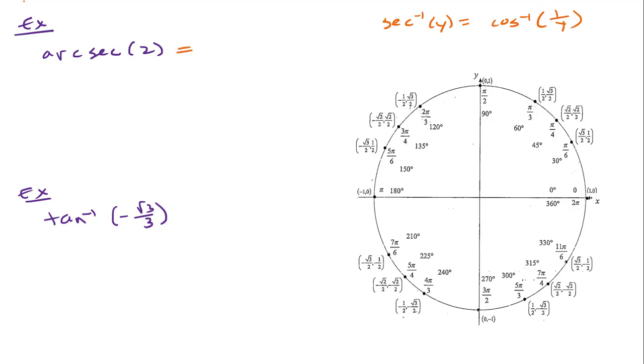So the arcsecant of 2 is going to be the arc cosine of 1 over 2. Okay, and now we go through the same process as we did before. We're going to let theta equal arc cosine.